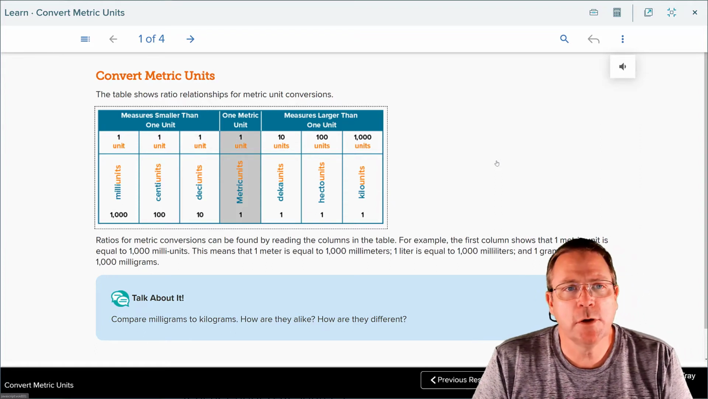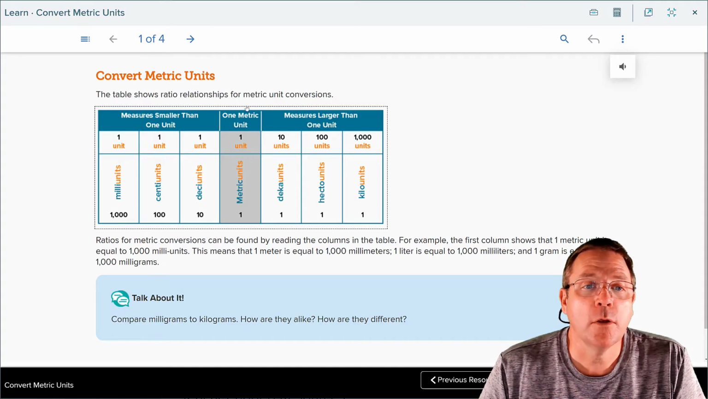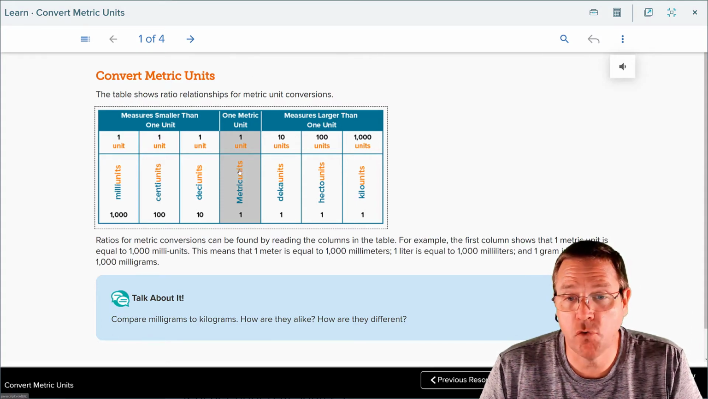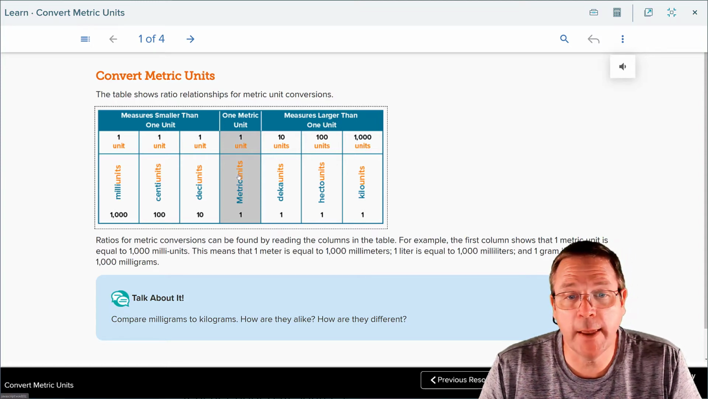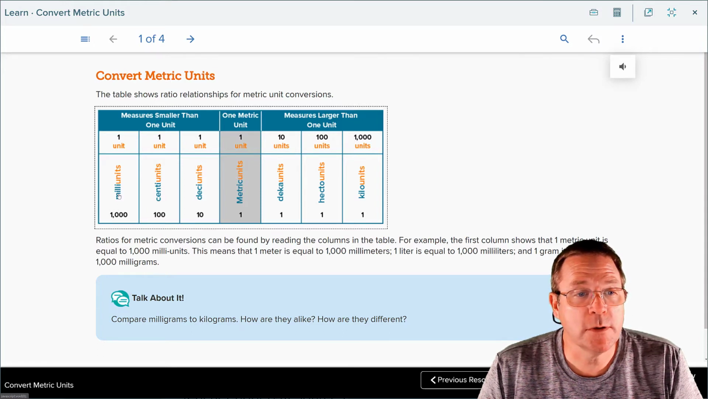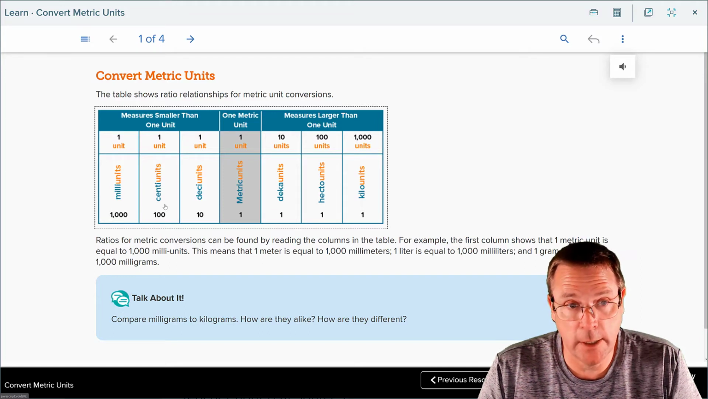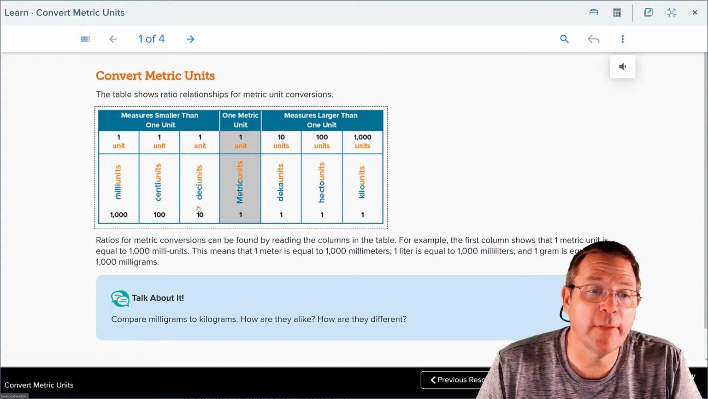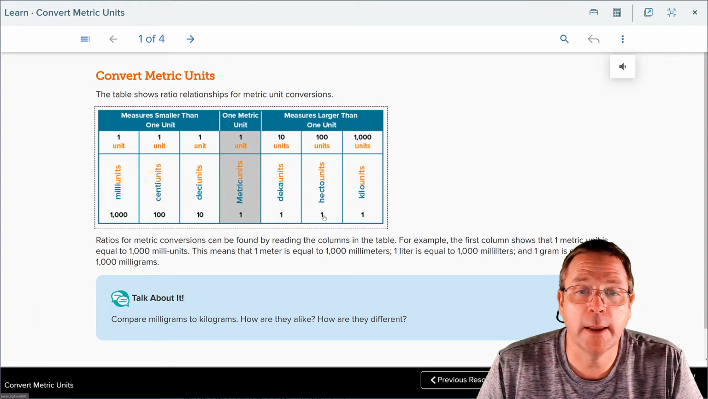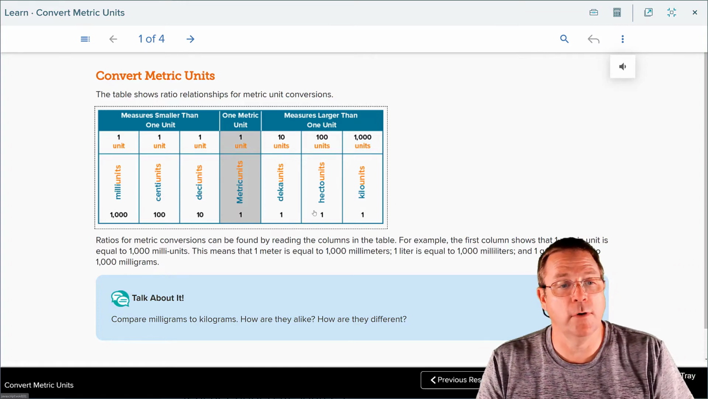Now this table shows the ratio relationships for metric unit conversions, where your 1 metric unit is going to be your base unit. Maybe it's grams, maybe it's meters, something of that nature. And then if you're going to smaller units, milli would be 1/1000th of a gram, say. Centigrams would be 1/100th of a gram, and decigrams would be 1/10th of a gram. Meanwhile, over here, a decagram would be 10 grams. A hectogram would be 100 grams, and a kilogram is going to be 1,000 grams. Now, the ones you're going to see most often are the milli, the centi, and the kilo. You don't really see the deci, the deca, or the hecto very often.